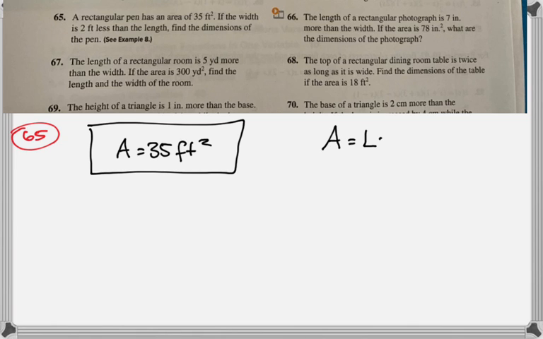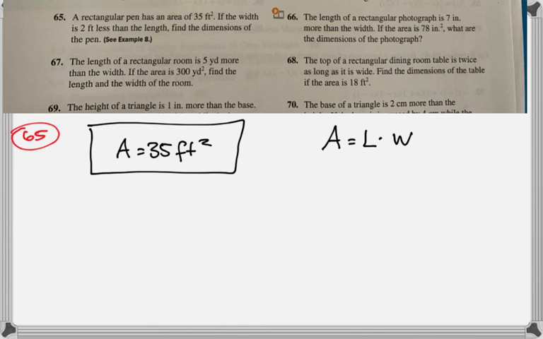What are the factors of 35? 7 and 5. And what's the difference between 7 and 5? 2. What does it say? 2 inches less. Okay, let's come up with the formula. Well, with our equation, the area of a rectangle is length times width.